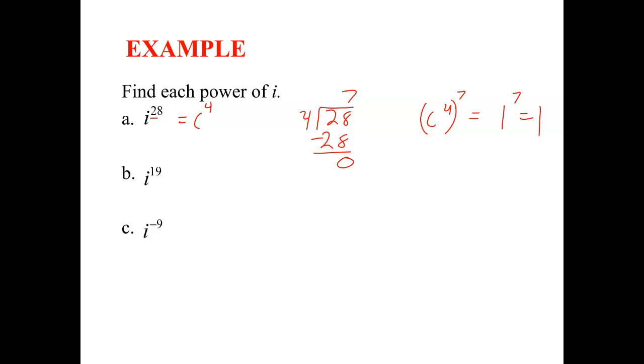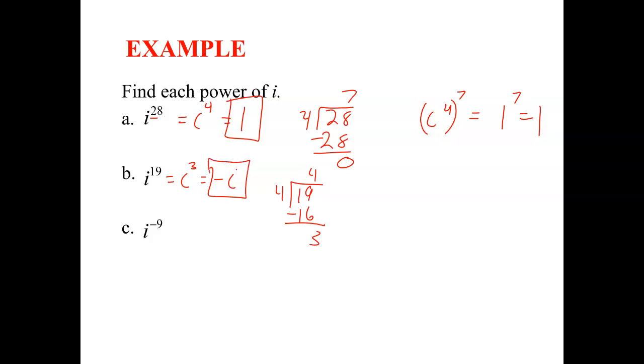1 to the 7th power is still 1. So I'm repeating that pattern of i to the 4th times i to the 4th, over and over. So when it goes in evenly with no remainder, I end up with i to the 4th, which is 1. Let's do it with 19. 19 divided by 4. It goes in 4 times, giving me 16. So I have a remainder of 3. So i to the 19th is i to the 3rd. i to the 3rd equals what? Negative i.